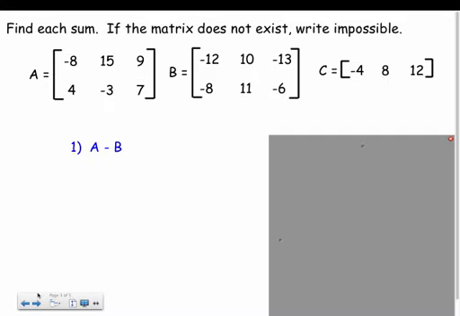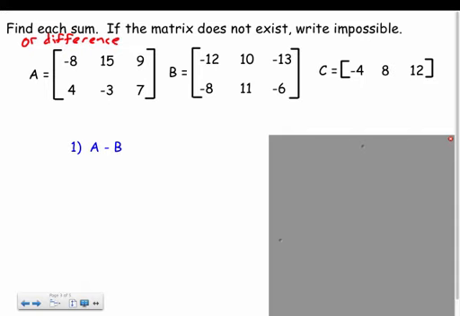Now it gets a little bit trickier. It says find each sum. I meant to put or difference here. Find each sum or difference. If the matrix does not exist, write impossible. So I have 3 matrices here. I've got A, B, and C. And number 1 tells me I want to take A minus B.